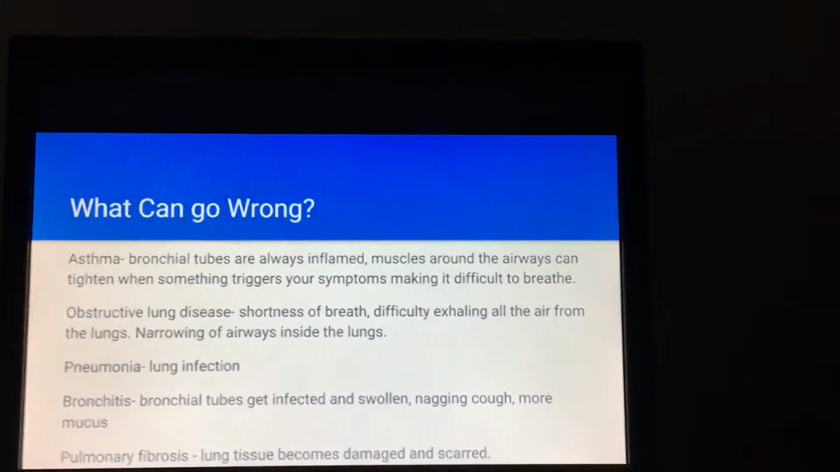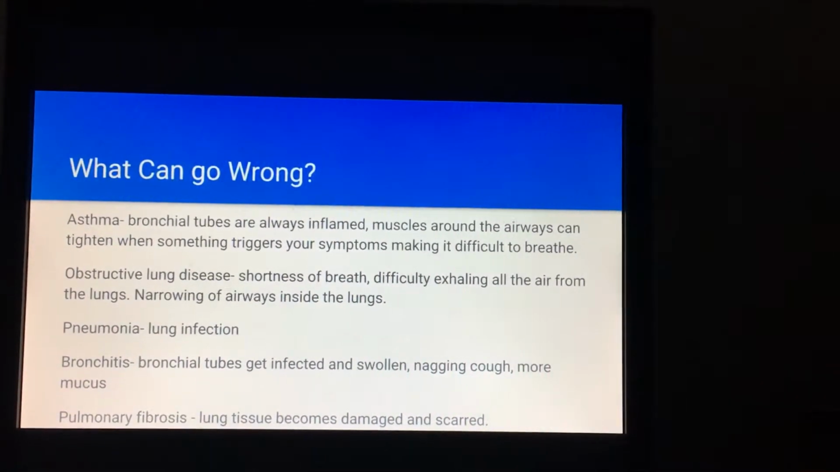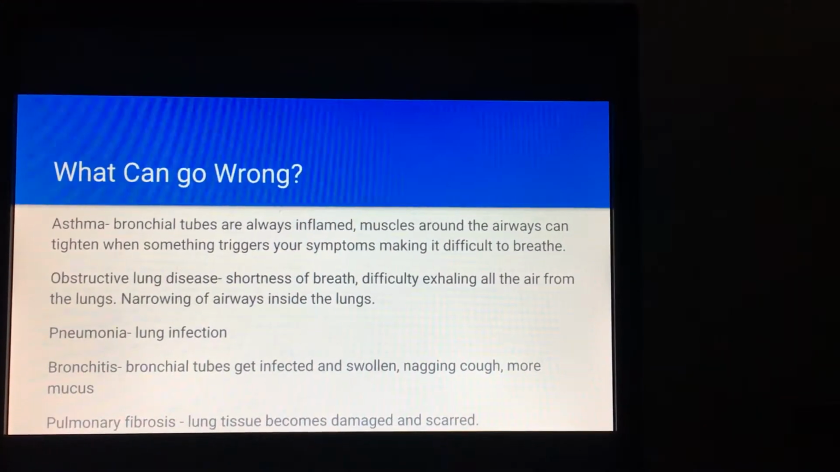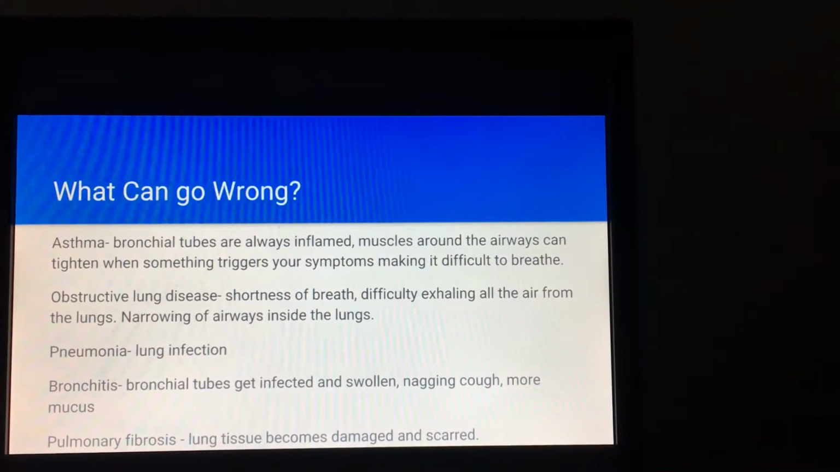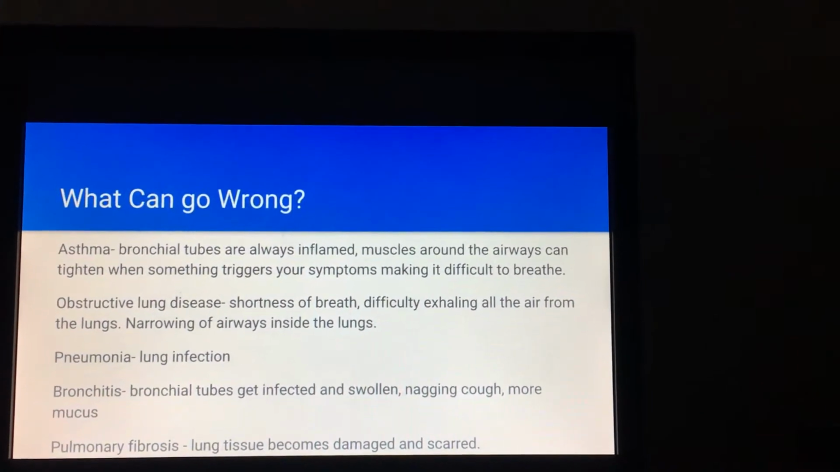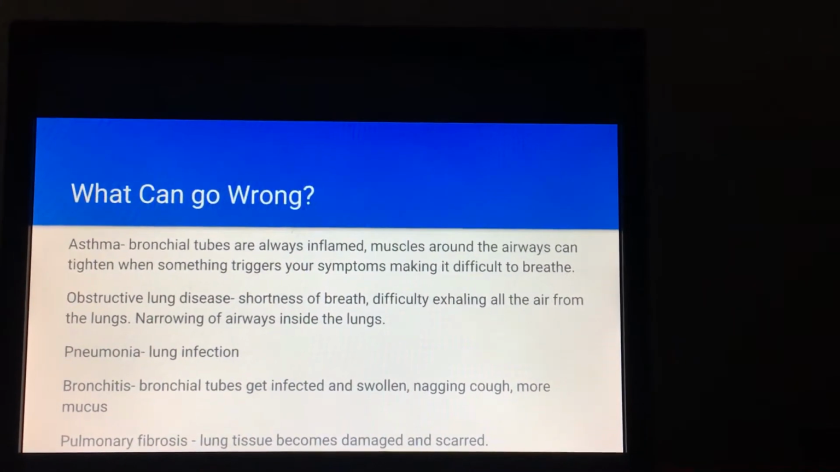So what can go wrong? Asthma is a disease where the bronchial tubes are always inflamed, so muscles around the airways can tighten when something triggers your symptoms, making it difficult to breathe.